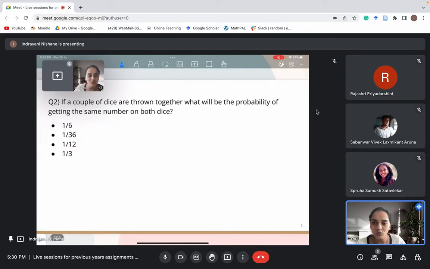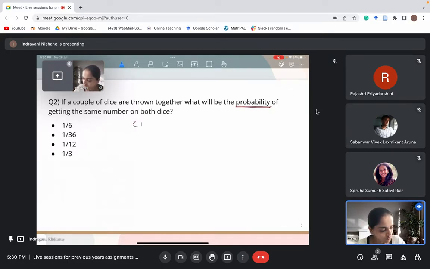So let's move on to question 2. A couple of dice are thrown together. What will be the probability of getting the same number on both the dice? So we are asked probability of getting the same number on both the dice. So let's list all the possible outcomes of throwing two dice together.